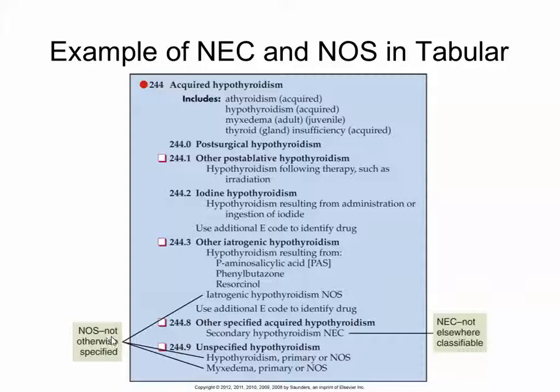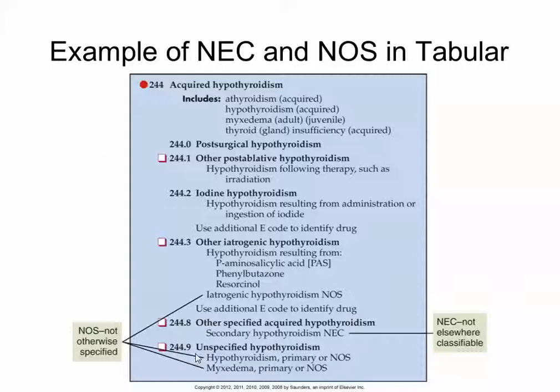Here we have NOS. We've actually got NOS in a couple of places. We've got iatrogenic hypothyroidism, NOS. We've got hypothyroidism primary, or NOS, and myxedema primary, or NOS. So what are we saying here? Well, they just haven't given us enough information to decide if it fits into post-surgical or post-ablative or iodine. So we have to pick a not very specific code. And our not very specific code is either going to be 244.3 or 244.9.